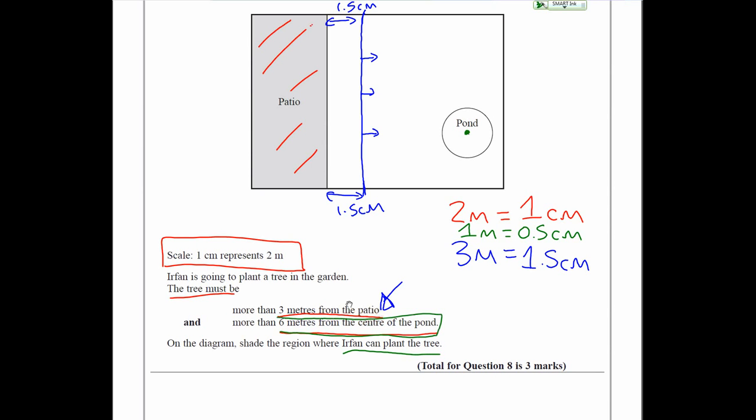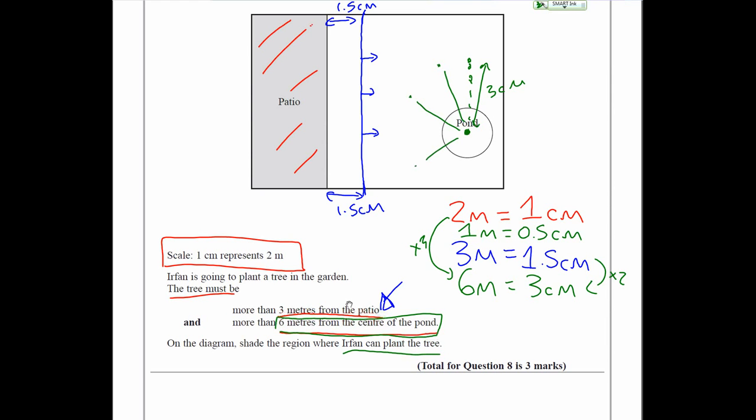6 meters from the center of the pond. Center of the pond is here. You want every single point that is 6 meters away. Now if we think of how much 6 meters is, it's going to be 3 centimeters. You can think of 3 times this, or you can think of 2 times this. Both work out the same. So 3 centimeters away, you could measure 3 centimeters with your ruler, but that's just one possible point. You could keep doing that with these lines.